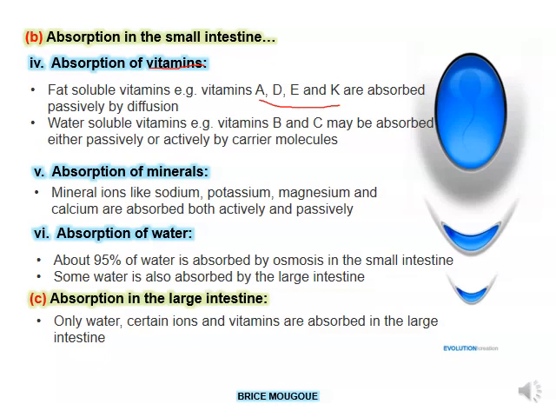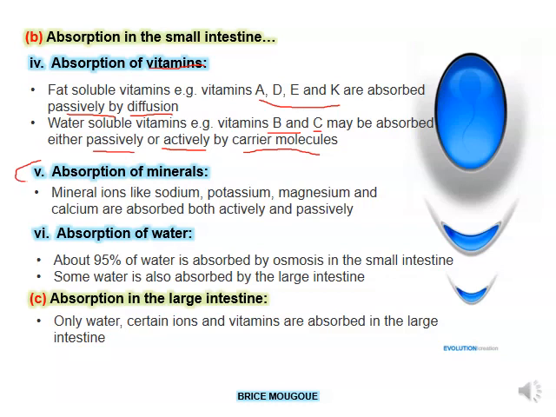A-D-E-K. The fat-soluble vitamins are absorbed passively by diffusion. It means along a concentration gradient with no employment of energy. While the water-soluble vitamins, for example B and C, may either be absorbed passively, that is by diffusion, or actively by active transport, in this case using carrier molecules.